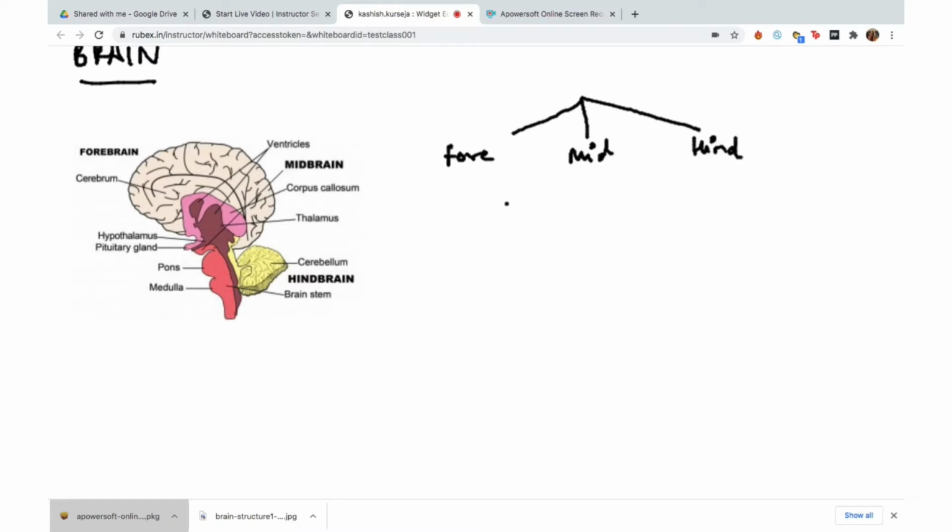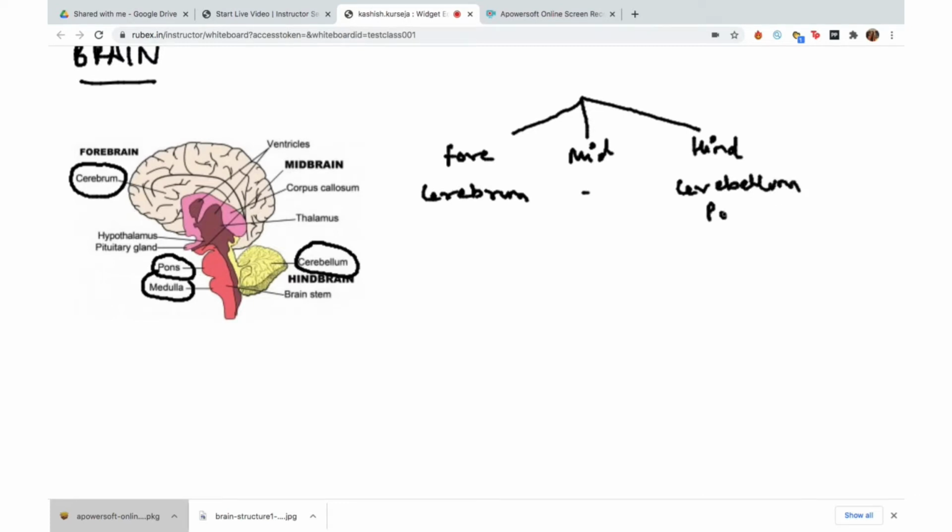Okay, these are the parts that come first. Forebrain is largely composed of one part, and that is the cerebrum. Okay, so what we have to study under the forebrain is cerebrum. The midbrain, we don't have to study any individual parts, we have to study it together as a whole. On the other hand, in the case of hindbrain, we have to study three parts, being cerebellum, pons, and medulla. So we have these three parts that we have to cover inside the hindbrain: cerebellum, pons, medulla.